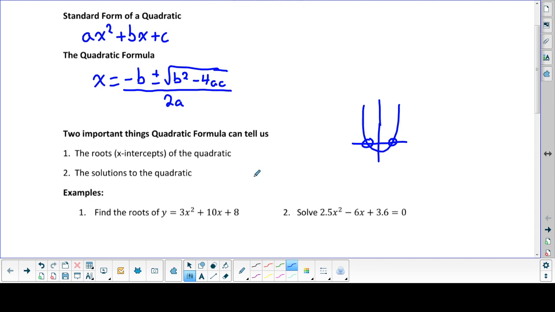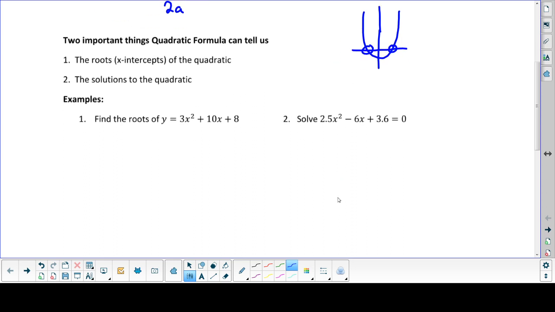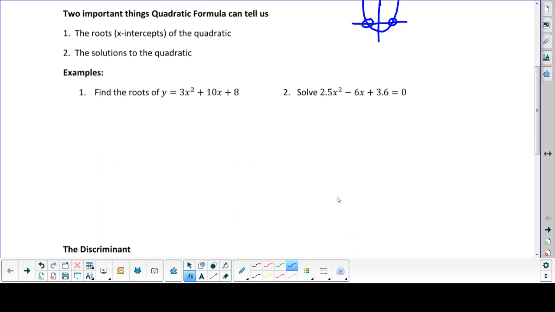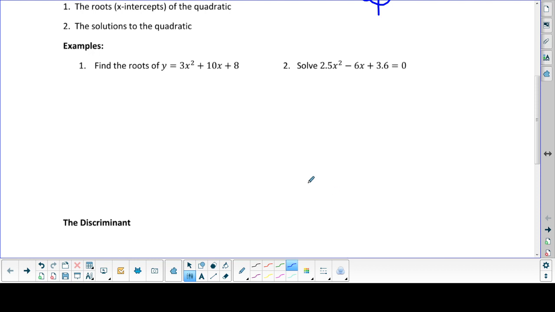So if we take a peek at the next two examples we're going to do, in this one we want to find the roots because it's y equals 3x squared plus 10x plus 8. And this one we're solving, which means we're trying to find the x value that makes our equation true. So we're solving this, and it equals 0. Sometimes you may see people say, find the roots of this is the same as solving, but there's a slight distinction there. Either way, we're going to use a quadratic formula. So let's do this first example.